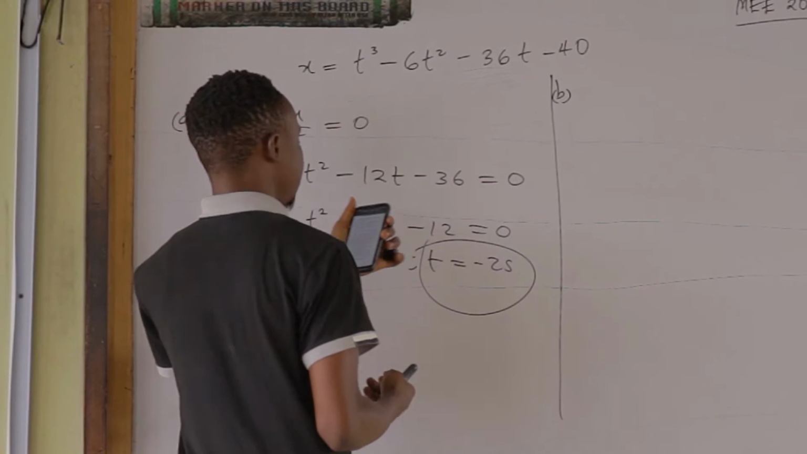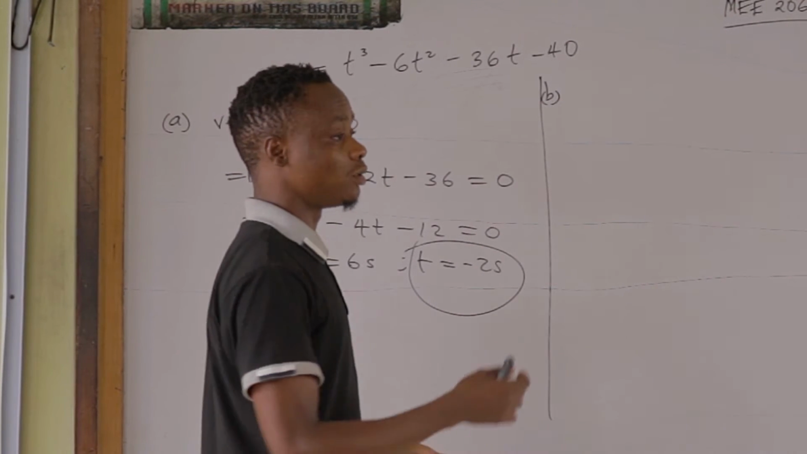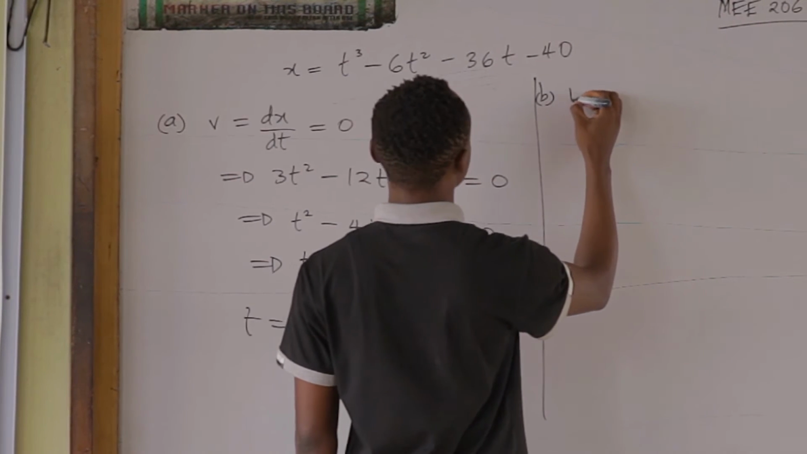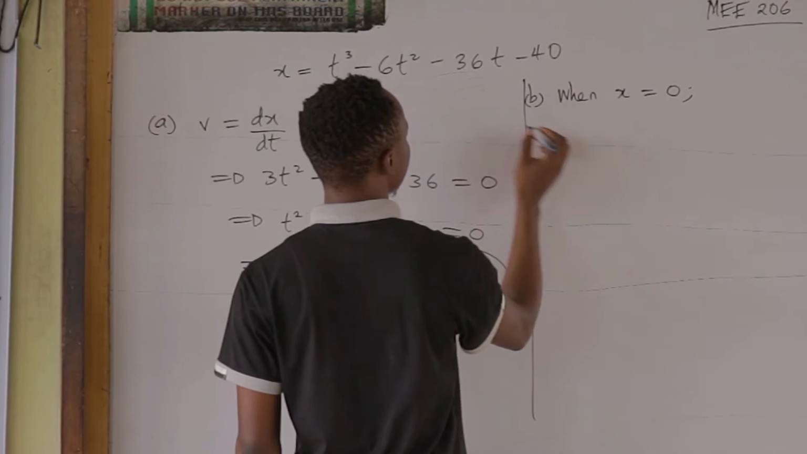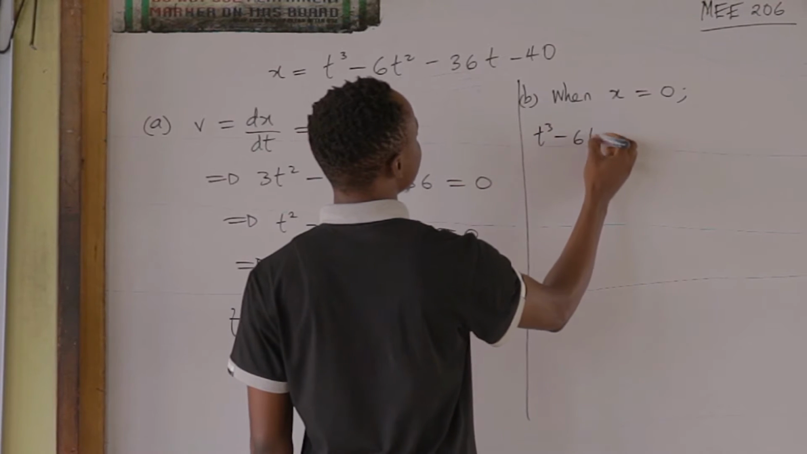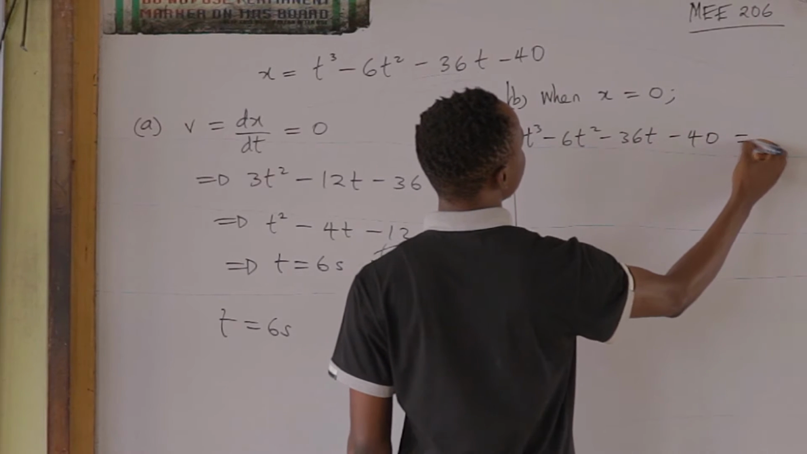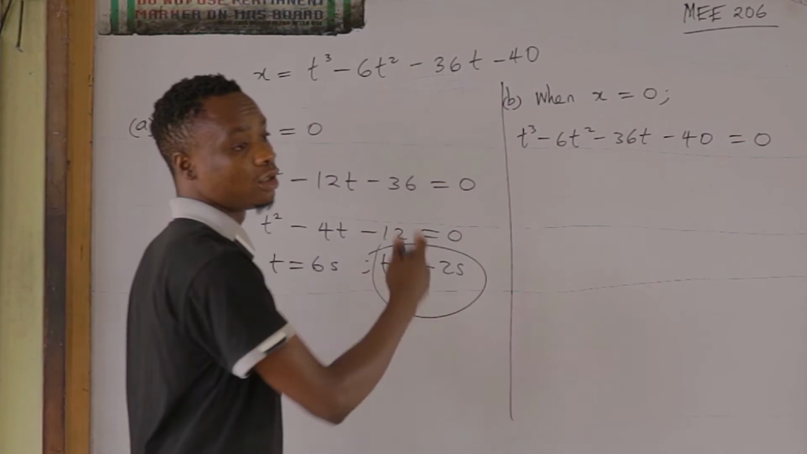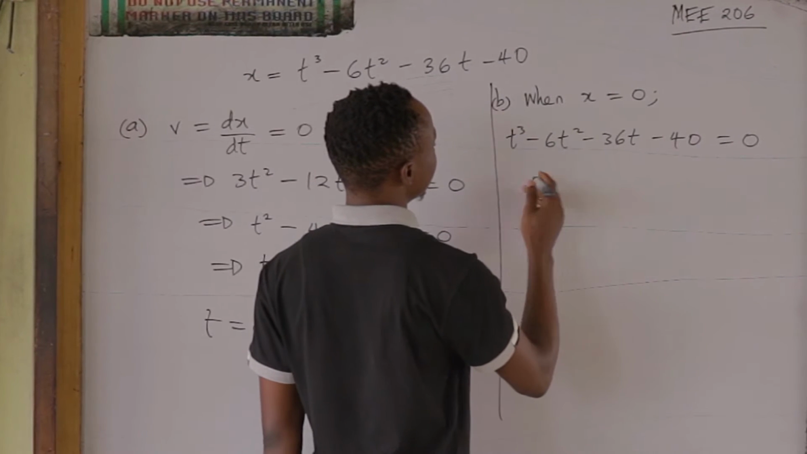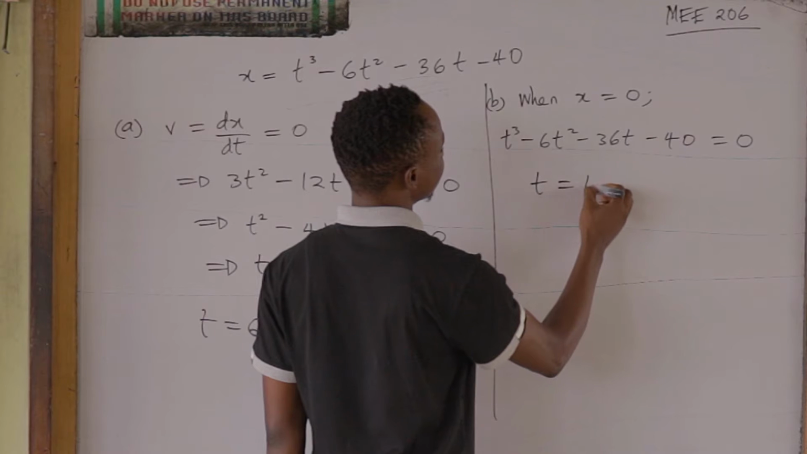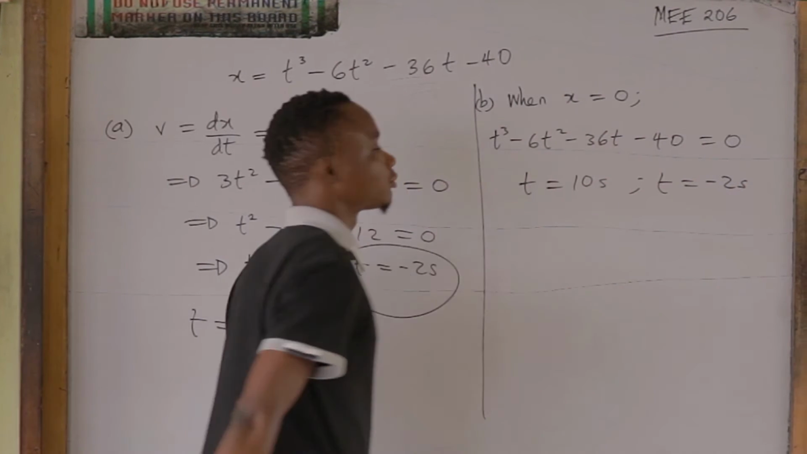the velocity, the acceleration, and total distance traveled when x equals 0. So when x equals 0, that means you have t cubed minus 6t squared minus 36t minus 4t to be equal to 0. So what did you get from here? t is equal to 10, and t is equal to minus 2.